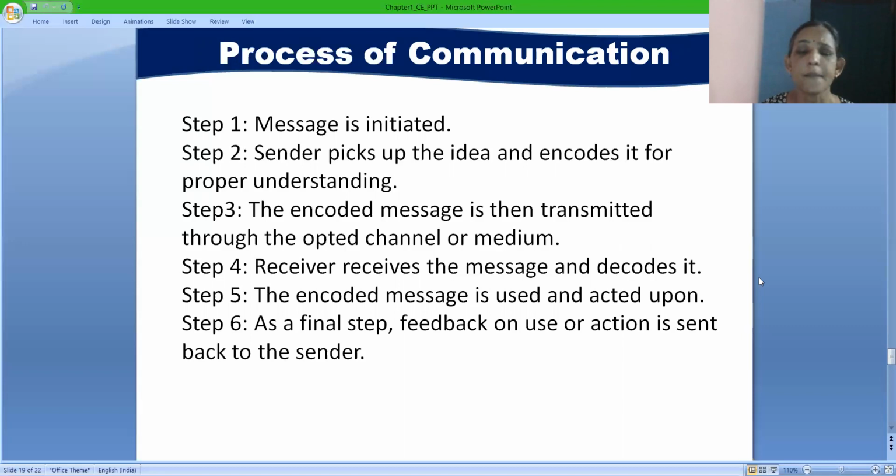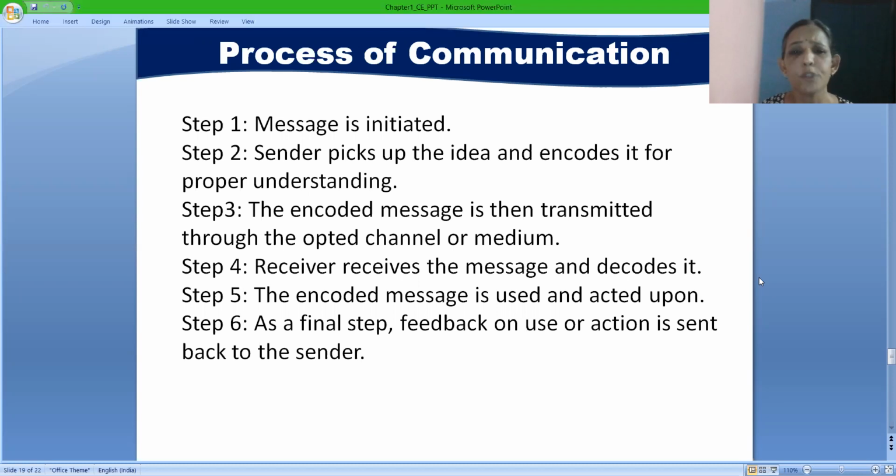The first thing is to initiate with the message. How well you draft the message is very important. How efficient you are in conveying the message is very important. So whenever you are thinking of communicating, the first thing you have to do is draft your message. What I want to communicate and to whom I want to communicate. Know your audience and then accordingly draft the message.